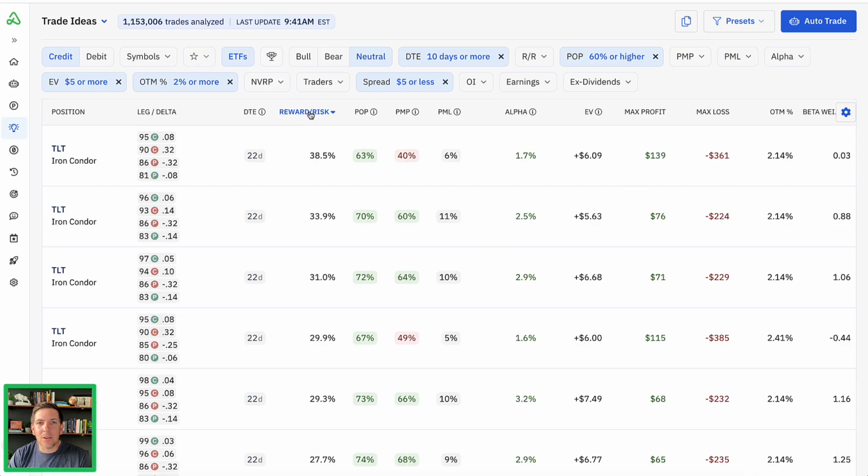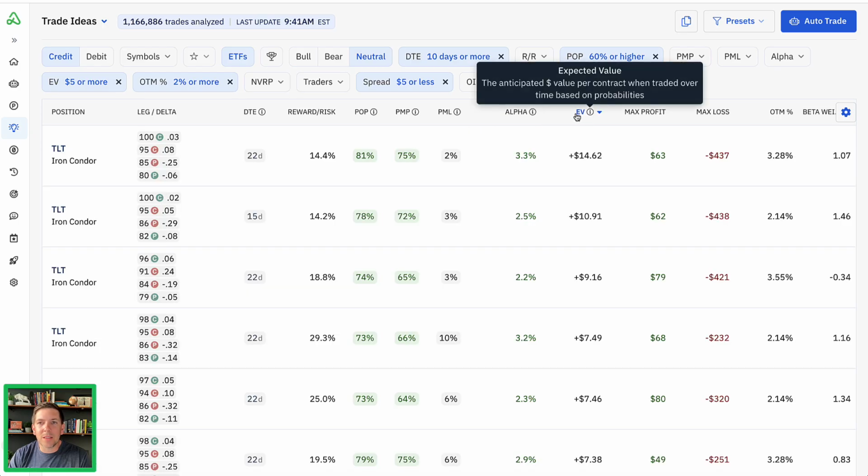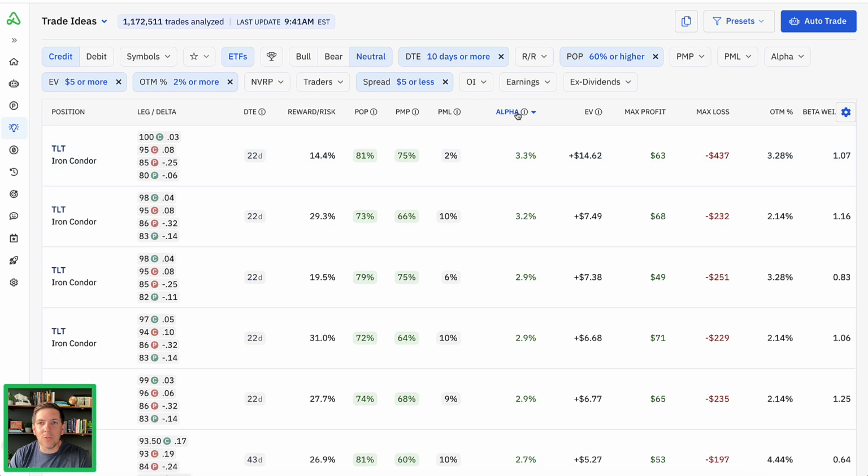So then if we go down here to risk reward, we can filter by risk reward or probability of profit. We can filter by alpha or expected value, whatever makes sense for you. Typically I filter by alpha, but you can filter by risk reward as well and see if you can find some trades that make sense. So let's pull up this one here.